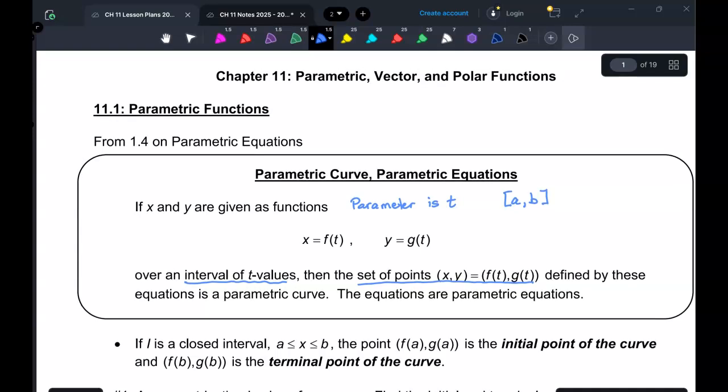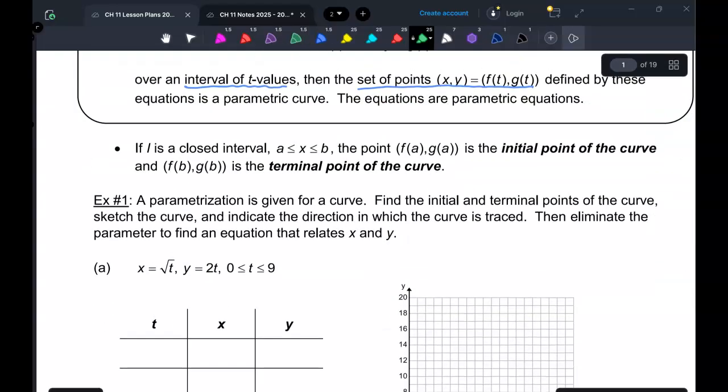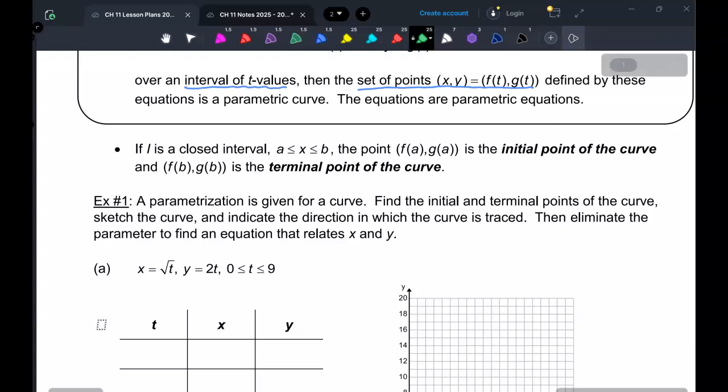That's why I put at the top, it says from 1.4. So this is not in this section of the book. I pulled it from the prerequisite chapter. So as I mentioned, it goes from A to B. So f of A, g of A, that's what we call our initial point. And then f of B, g of B, that's our terminal point. And we also need to show the direction, starting from our initial point to get to the terminal point.